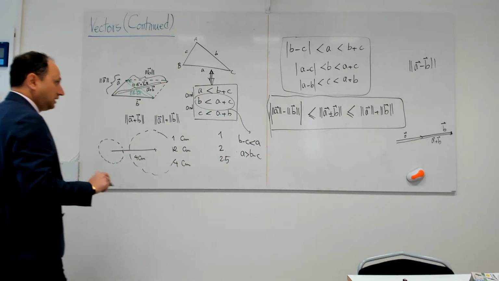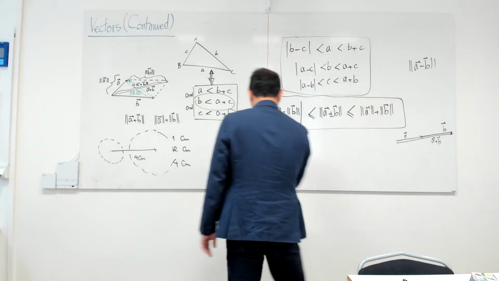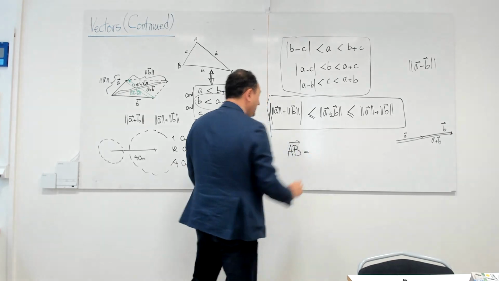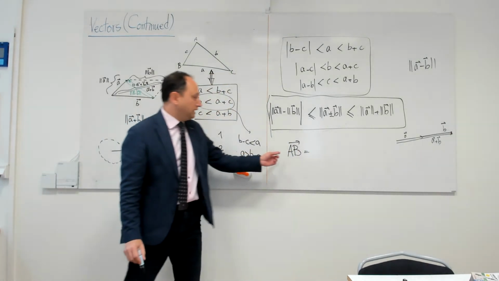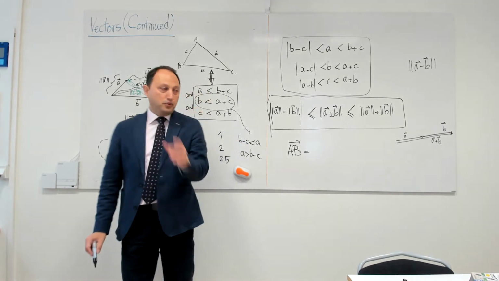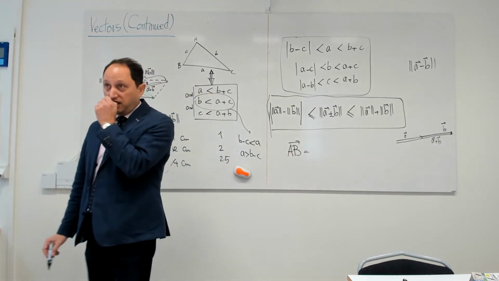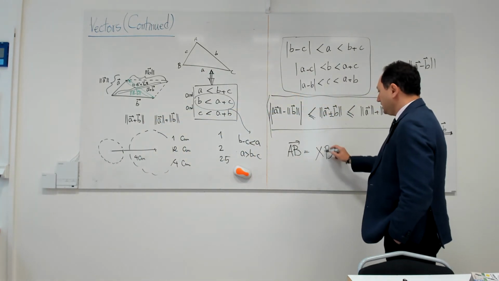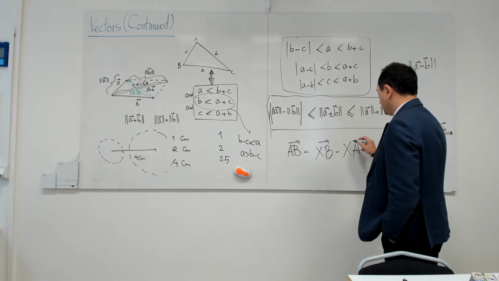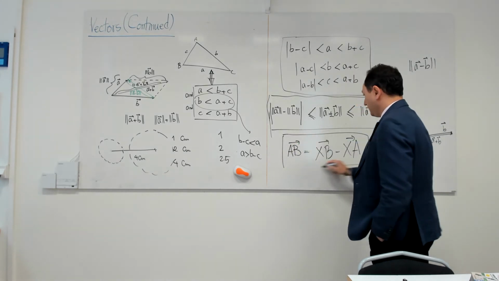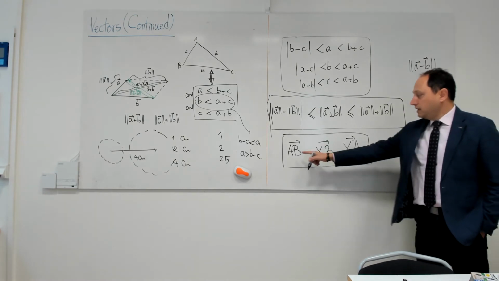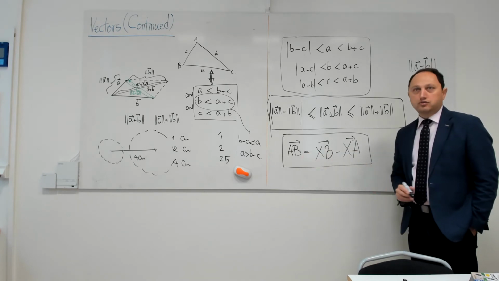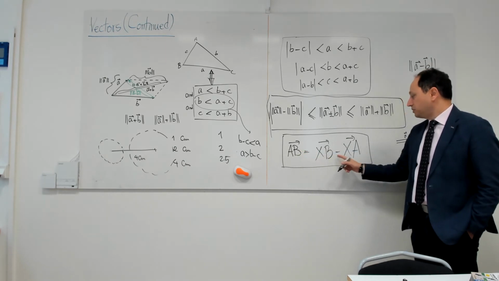Okay, let me tell you something that's also good to know. Sometimes, if I give you a vector AB, you need to bring in a new point to decompose this into two vectors. You can write it in this way. You can bring in point X and write XB minus XA. Extremely important. So, if A, B, and X are arbitrary points in a space, then this is always true. AB is XB minus XA.